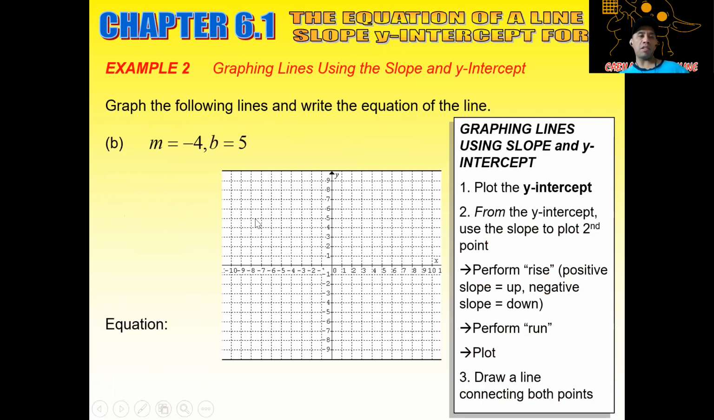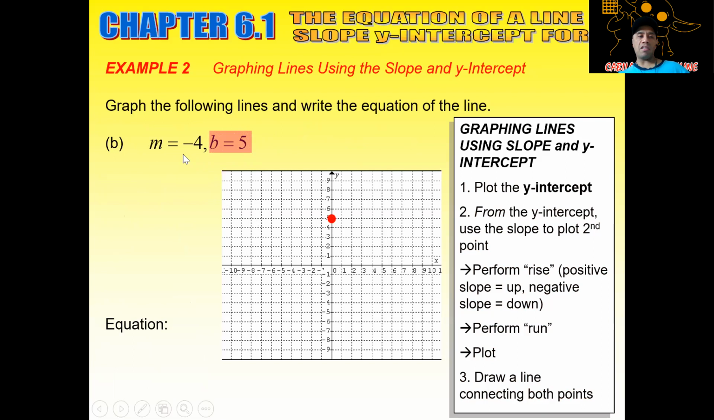All right, so let's take a look at another example. Now this time, notice that what we have here is a slope of -4 and a y-intercept of 5. So pay very close attention to how we do this one. Following the steps here, we're going to plot the y-intercept of 5 first. So we're going to go up 5 from 0.